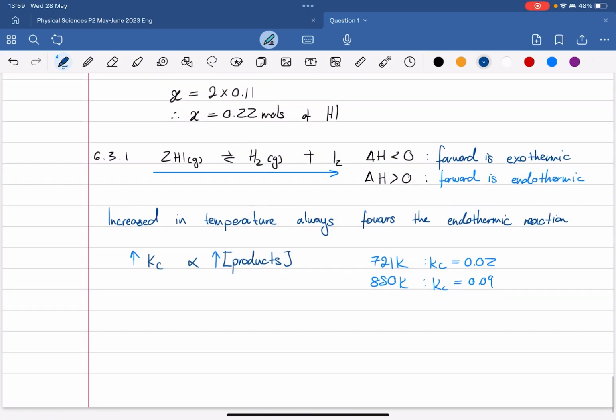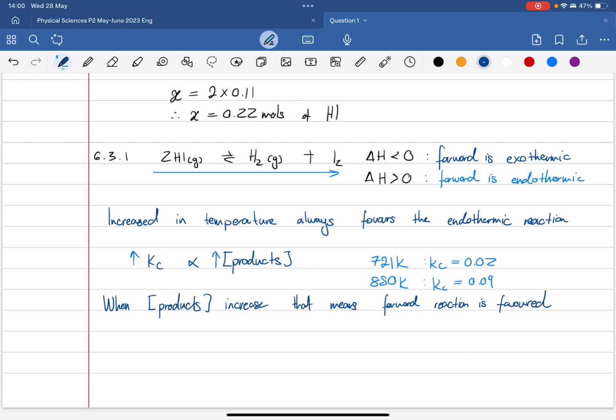Maybe let's write that down. Whenever the concentration of your products increases, that means the forward reaction is favored.